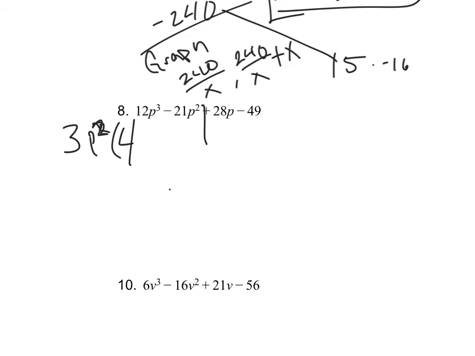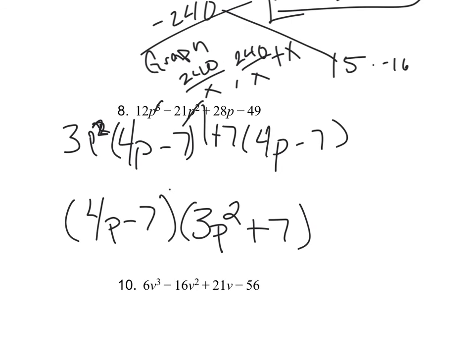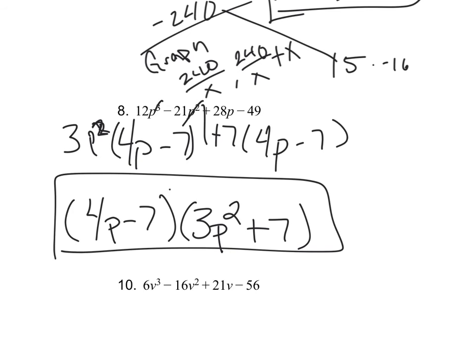p minus 7. Here we can factor out a 7. So this is 4p minus 7. The insides are the same, so 4p minus 7, and then the outsides, 3p squared plus 7.